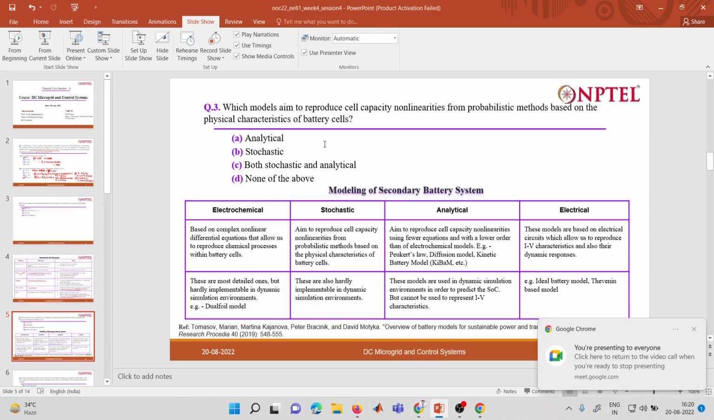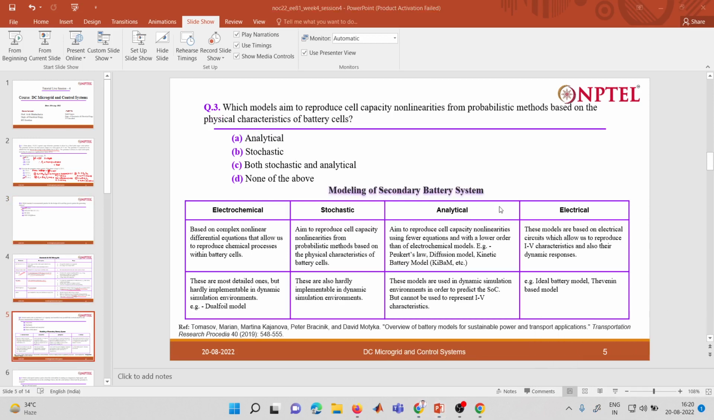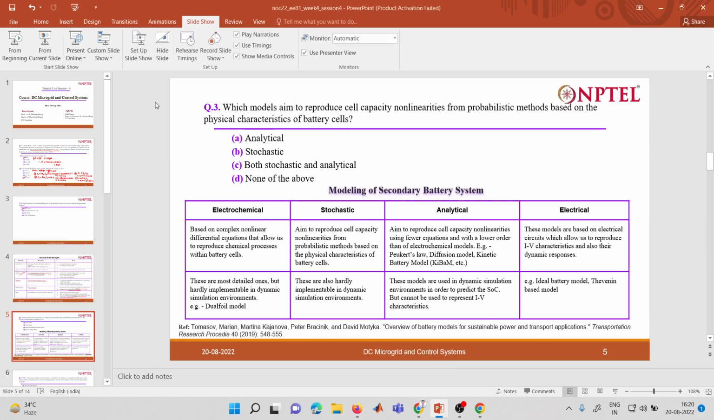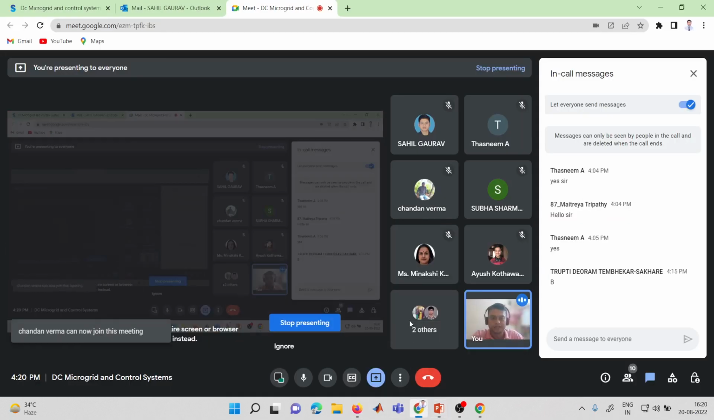Now let us see the third question. This question asks which models aim to reproduce cell capacity nonlinearities from probabilistic methods based on the physical characteristics of battery cells. First option is analytical, B option is stochastic, C option is both stochastic and analytical, and D option is none of the above. So you can type your answer in the chat box.